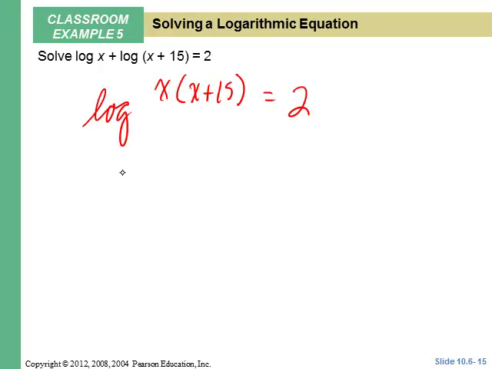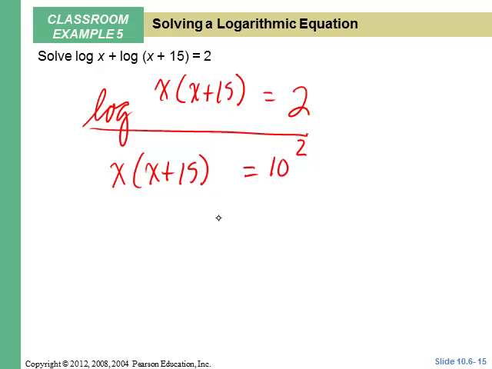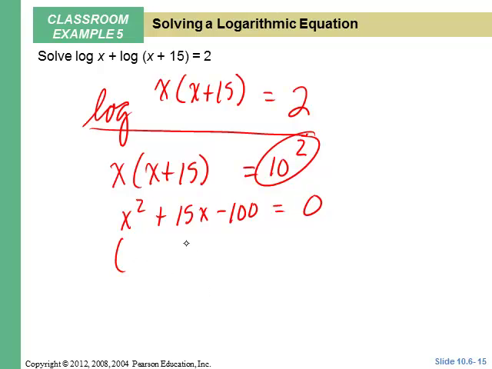So we would have, well, this would be x times x plus 15 is 10 to the second. And we just changed this log into an exponential form. X squared plus 15x minus 100 is 0, right? What two numbers multiplied equal 100 are 15 apart?